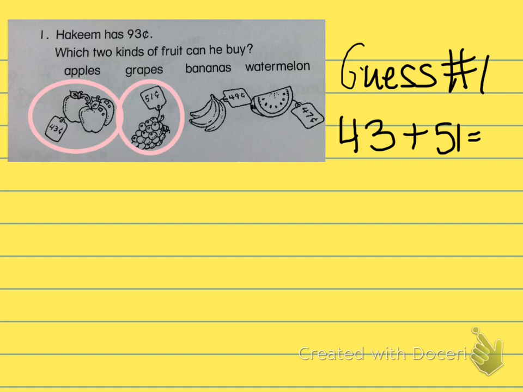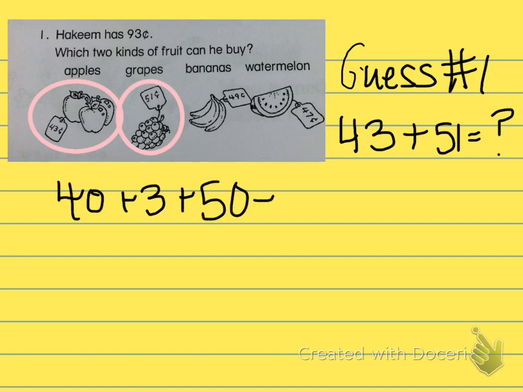Now remember, I said we're going to use the guess and check strategy. So I'm going to pick two types of fruit and add them together and see if I can afford them with my 93 cents. So the first two types of fruit I've circled right there. I think I'm going to buy apples and grapes. The apples cost 43 cents and the grapes cost 51 cents. So I'm going to add these two numbers together and see if I have enough money. Okay, remember I have 93 cents.